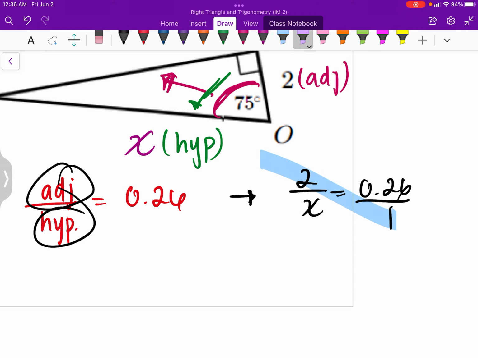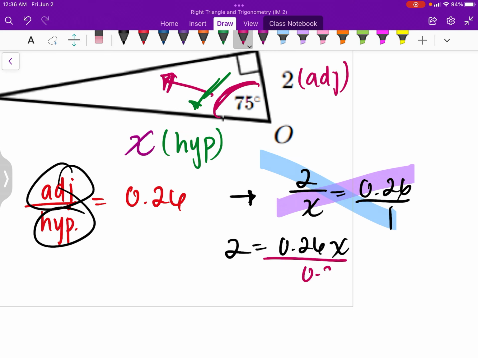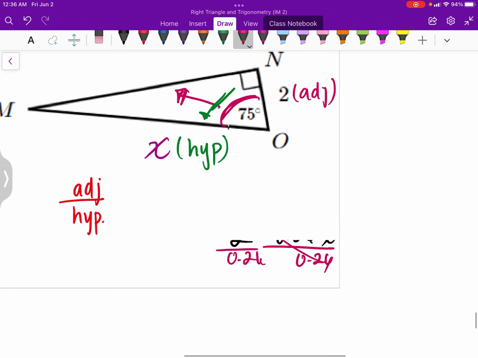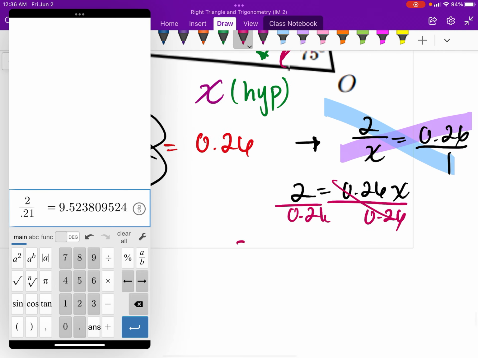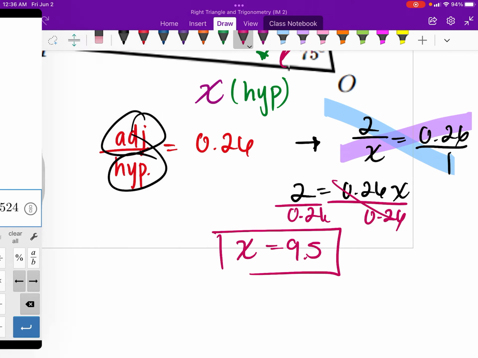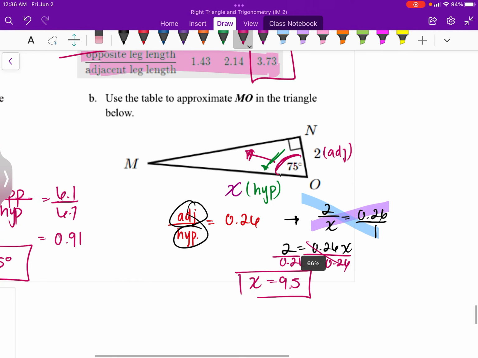Let's do cross multiplication. And we get 2 is equal to 0.26x. Final step is to leave the x alone, divided by 0.26. So, in this case, I have 2 divided by 0.26. So, x, in this case, is going to equal 9.5. And that would be our final answer.